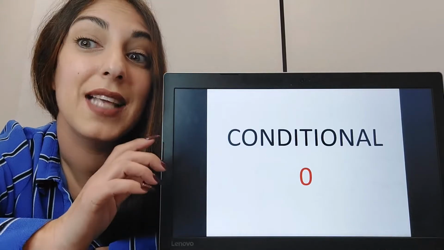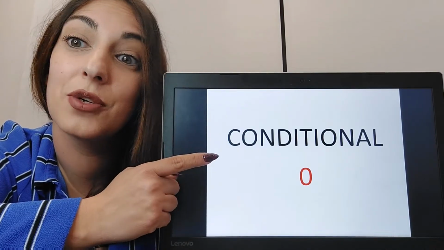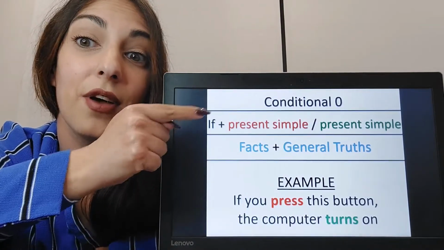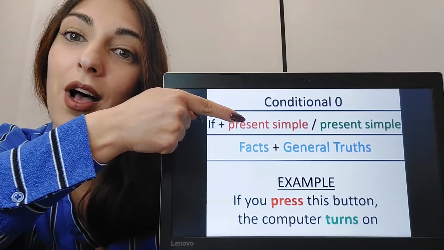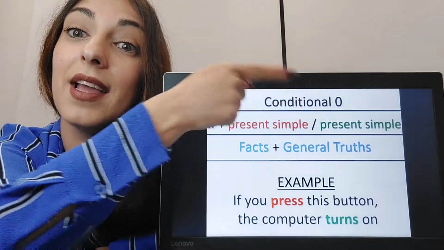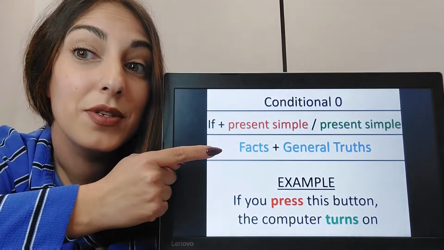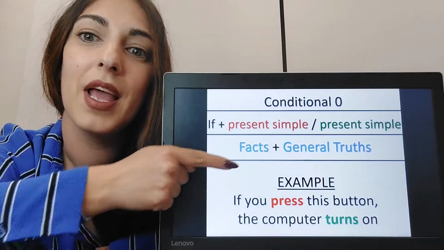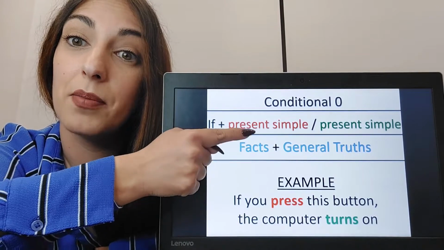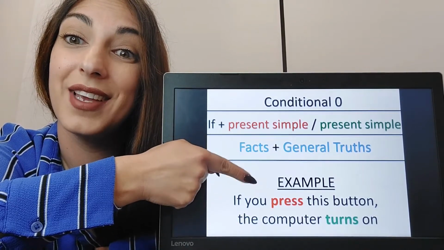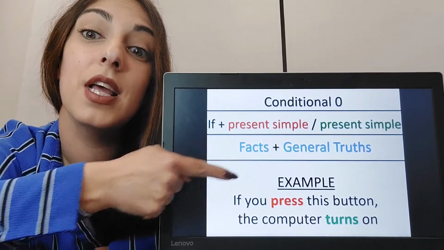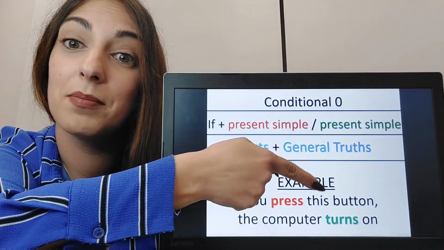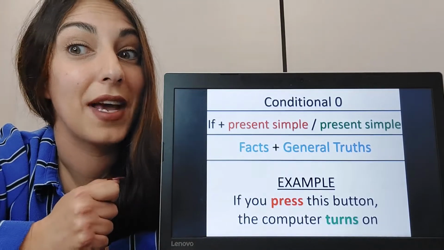Now, let's have a look at the conditionals. We'll start with conditional 0. Conditional 0, the formula is if plus present simple in the first part and present simple again in the second part. Now, I use this for facts or general truths. Let me give you an example. If you press this button, there's my present simple word after if, you see? So if you press this button, the computer turns on. Turns is again my present simple word immediately in the second part.